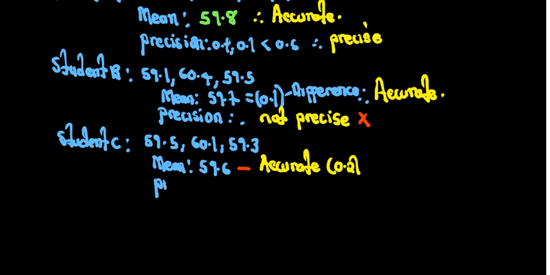So precision, remember again, I'll repeat myself, is how close these numbers are to one another. So let's find out the difference between these numbers here. I'll start with the first one, 60.1 minus 59.5. I'm getting a difference of 0.6. And how about 59.3 minus 60.1? I'm getting a difference of 0.8. So the difference between these numbers here is greater than 0.5.